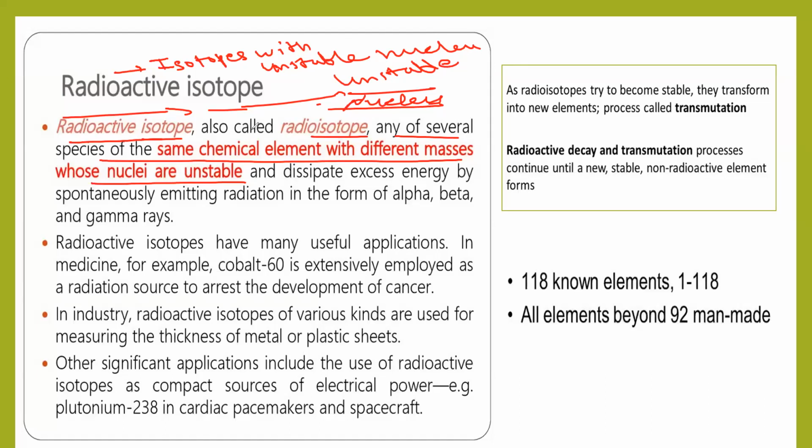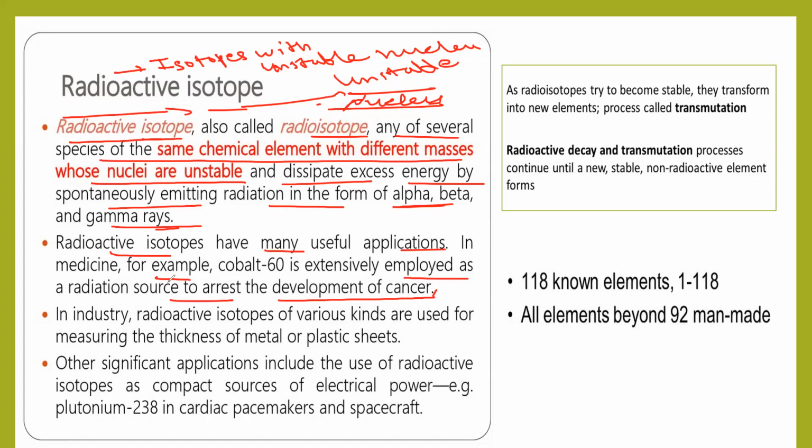So this is a radioactive isotope. It dissipates excess energy by spontaneously emitting radiation in the form of alpha, beta, and gamma. So it has an unstable nucleus. That's why it will release alpha, beta, or gamma radiation. Radioactive isotopes have many useful applications in medicine. For example, cobalt-60 is extensively employed as a radiation source to arrest the development of cancer.